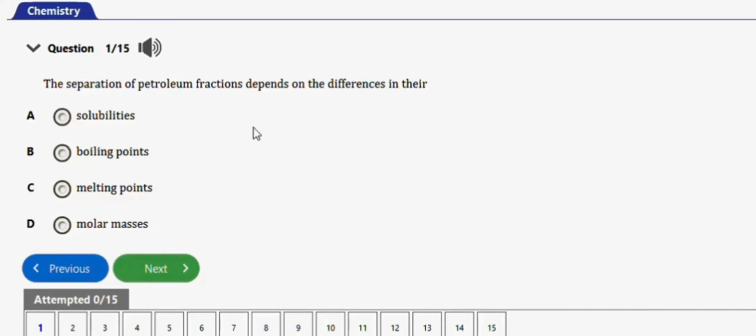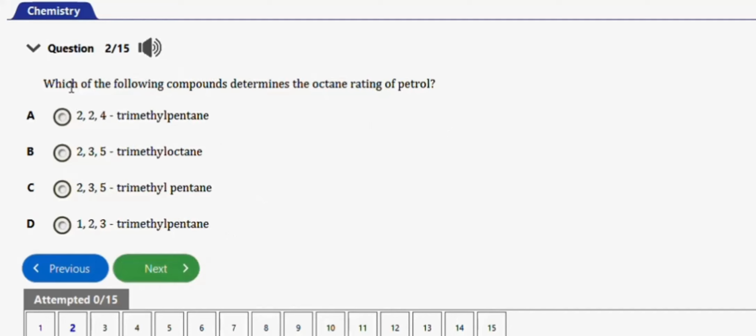Very important, guys. Next repeated question will be this one. It says which of the following compound determine the octane rating of petroleum. Guys, this question is often repeated, so the right option is this option A. The compound is 2,2,4-trimethylpentane. Very important, option A.